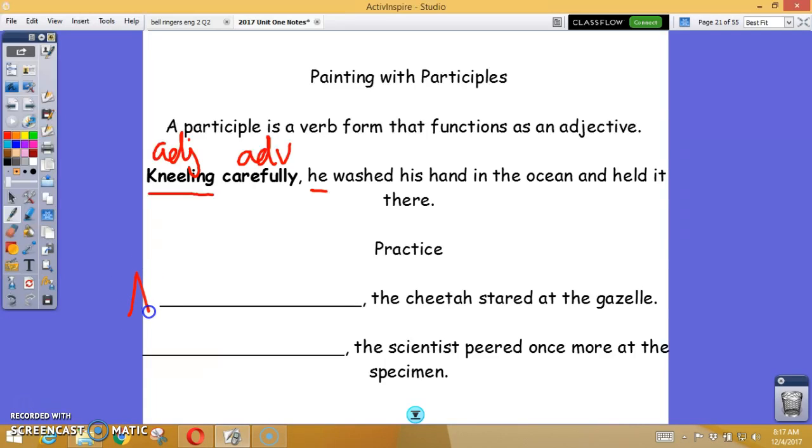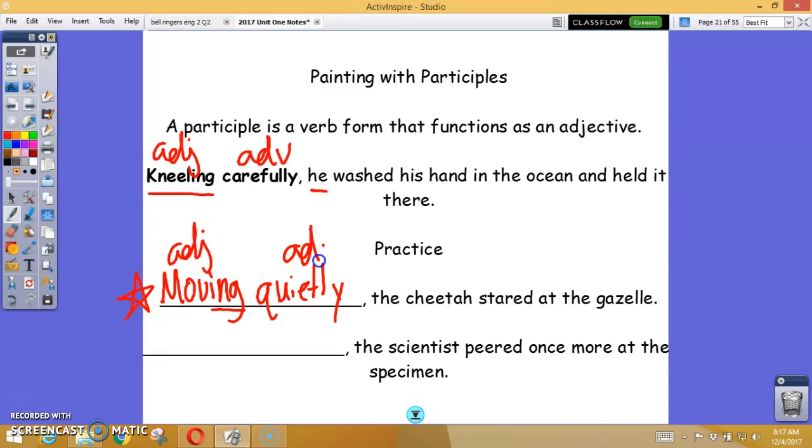The first one says, blank, the cheetah stared at the gazelle. That's such a basic sentence without this painting with participles technique. So let's add in something. How about moving? So that's our participle, moving, acting as our adjective, the ing on there. Moving quietly. Okay, this is our adverb. All right. So moving quietly, the cheetah stared at the gazelle.